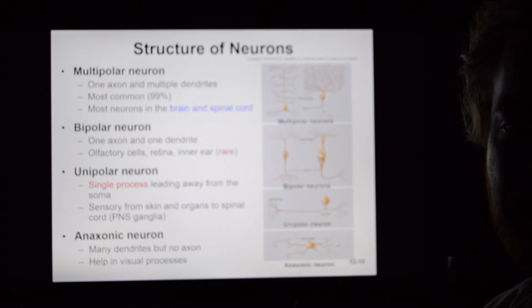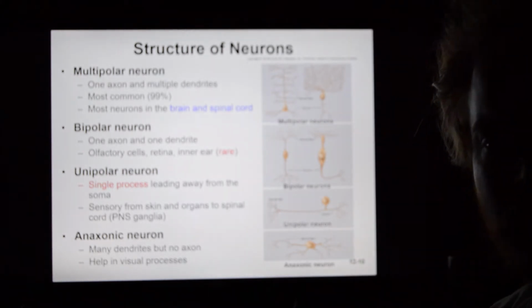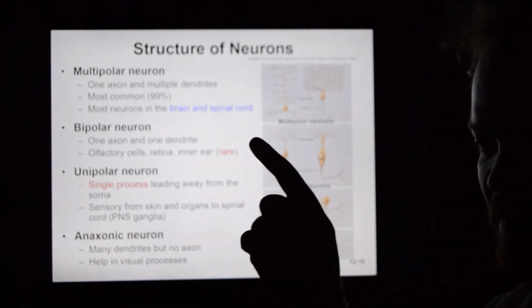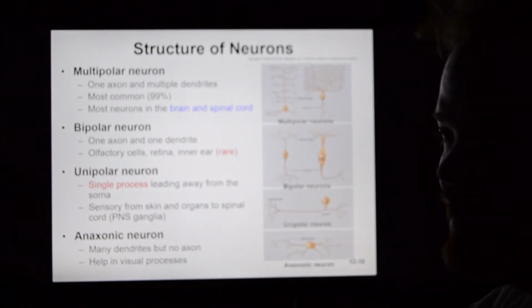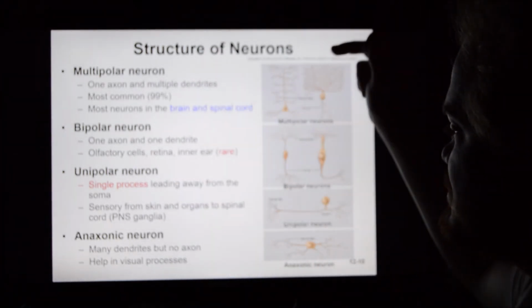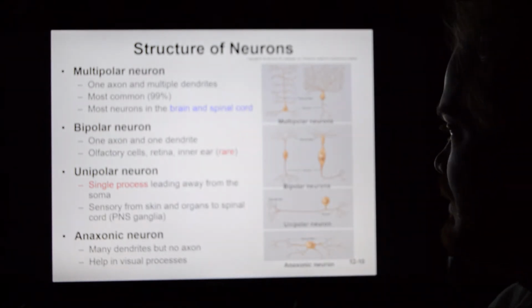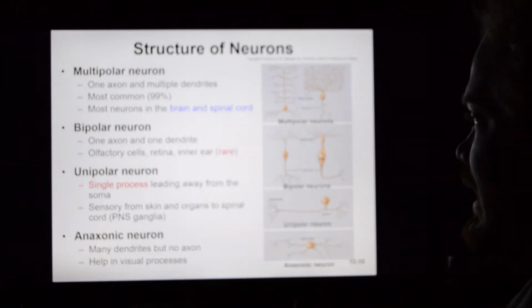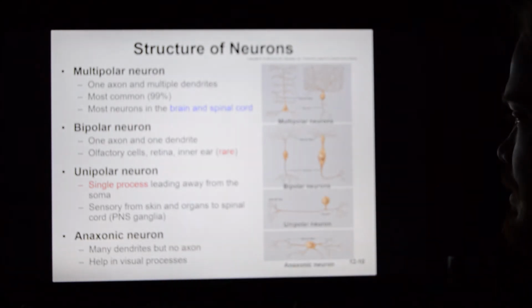These are typically going to be found in your special senses. Your eyes have bipolar neurons that connect one spot directly to another spot. Your nose has bipolar neurons that connect your olfactory epithelia directly to your brain. Basically, when it needs to go from one place directly to another place, that's bipolar neurons. Retina, inner ear, what have you. They're special senses.